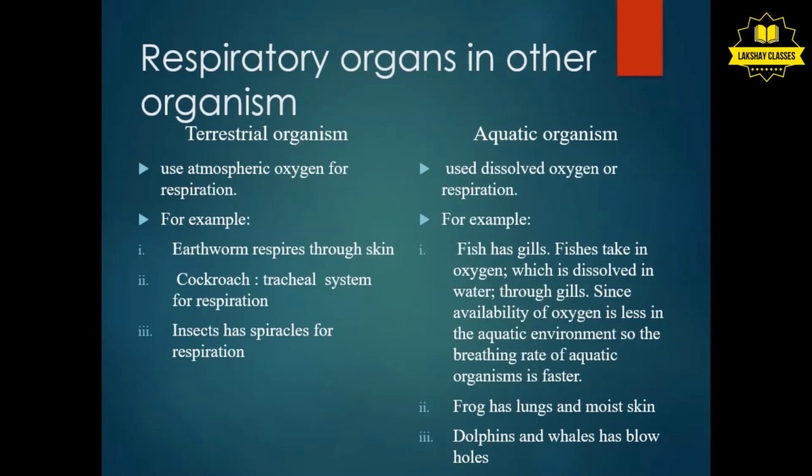Frog is living both on land and water. So on land it respires through lungs, and in water through skin, and it also has gills for respiration. Dolphins and whales have blowholes. Now fish, being aquatic animals, their rate of breathing is higher as compared to terrestrial organisms, because they are acquiring the oxygen which is dissolved in the water. Therefore their breathing rate is faster.